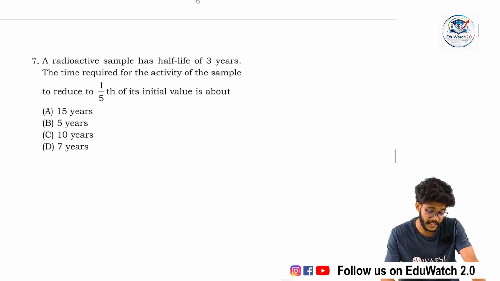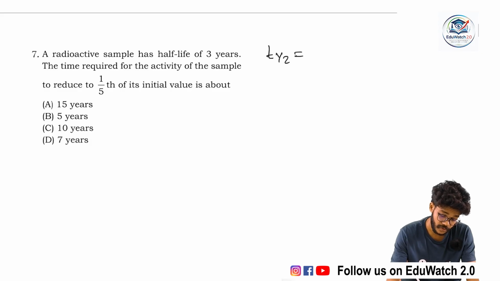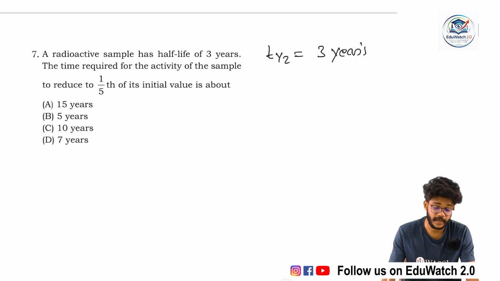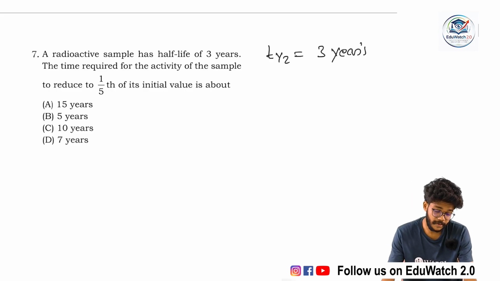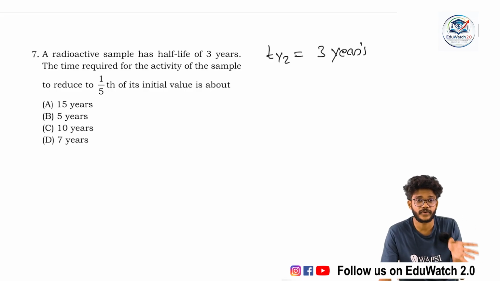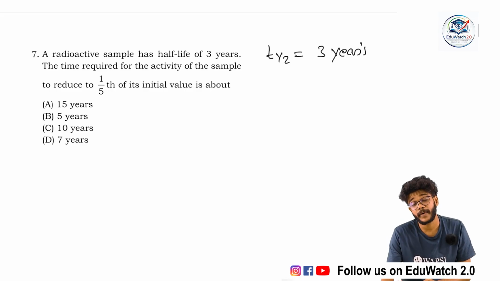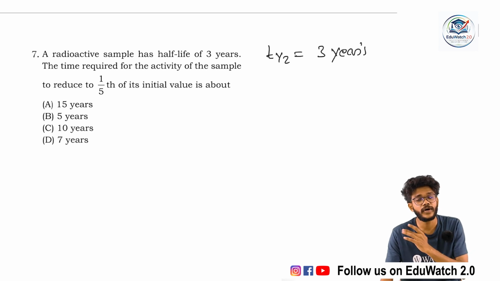A radioactive sample has a half-life of 3 years. Half-life is given, so we can write T half is equal to 3 years. That means after 3 years, half of the particles will disintegrate. The time required for the activity of the sample to reduce to 1/5 of its initial value is about what? So, what is the time required to change N0, the initial number of particles, to 1/5 of the initial? It will always be greater than 3 years, and all options are greater than 3 years. So the only way to solve this problem is to understand these equations.